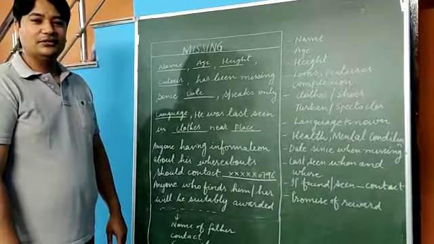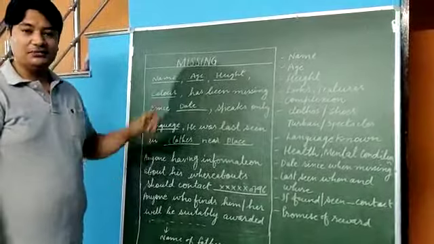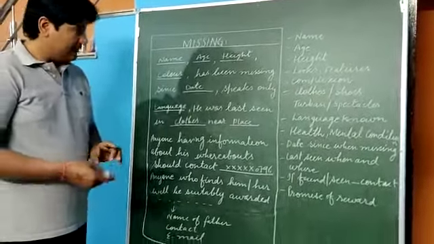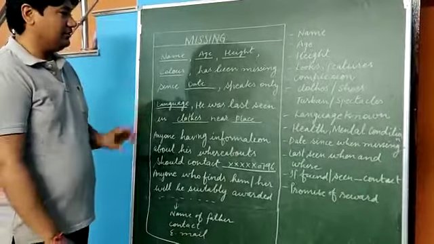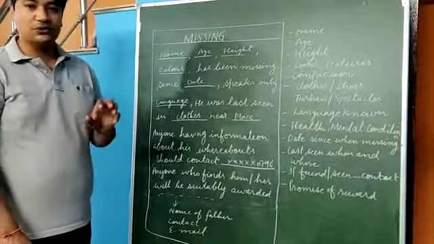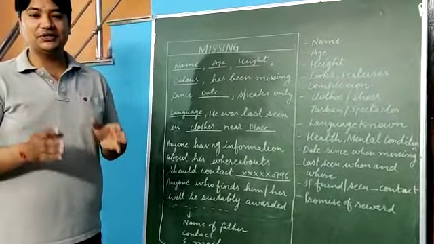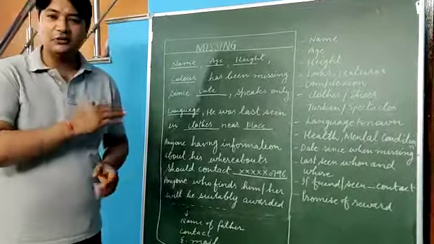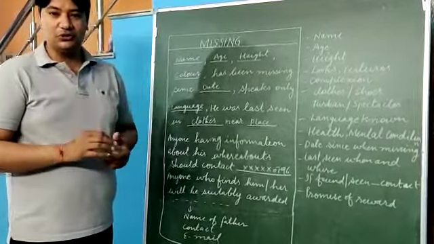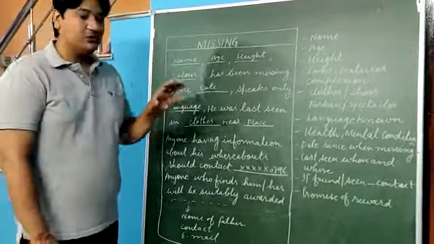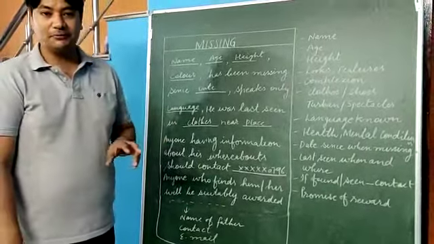Good morning, class 12. Today we shall discuss the next advertisement: missing. The situation is very critical, dear students. When any child or family member has gone missing, the family members become very tense and worried, and they start looking here and there. They also go to the police station. And when they are not able to find the person or the child, then they take the help of the newspaper.